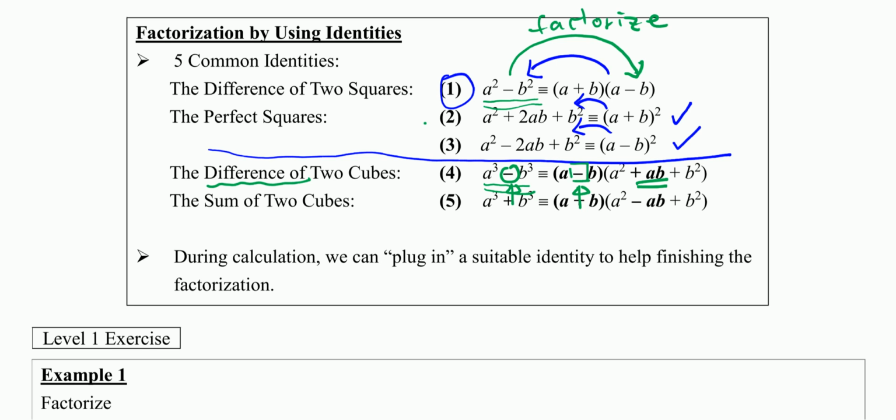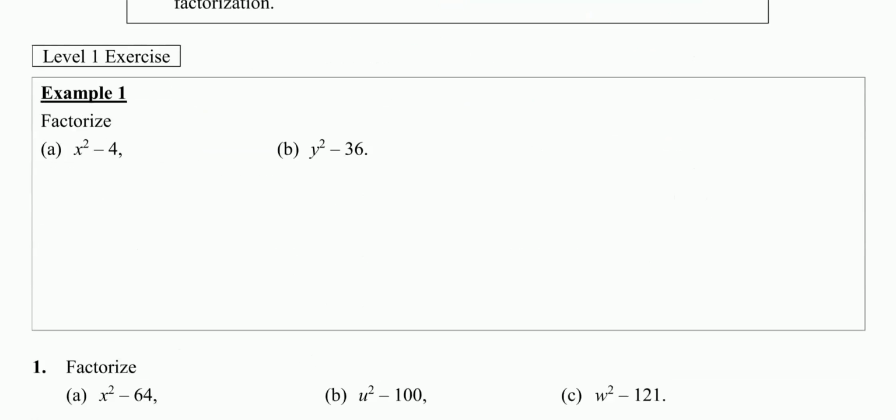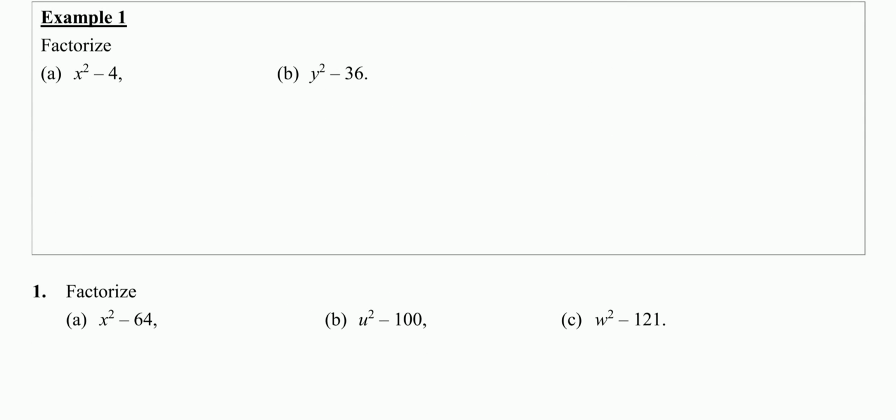Then for the sum of two cubes, a cubed plus b cubed, we know the format here, and the other factor also follows with a plus. And for the ab term, it is the minus sign. So it is a little bit easy for you to memorize the identities. So let's move on to try some examples.